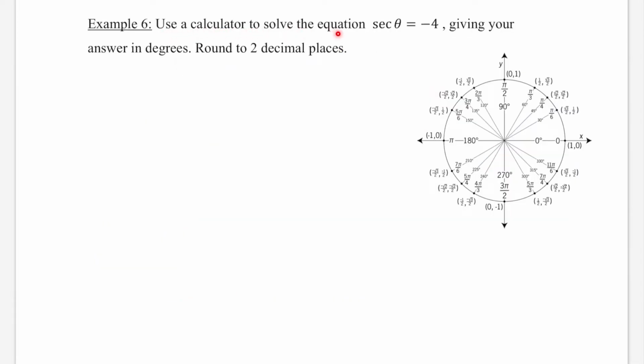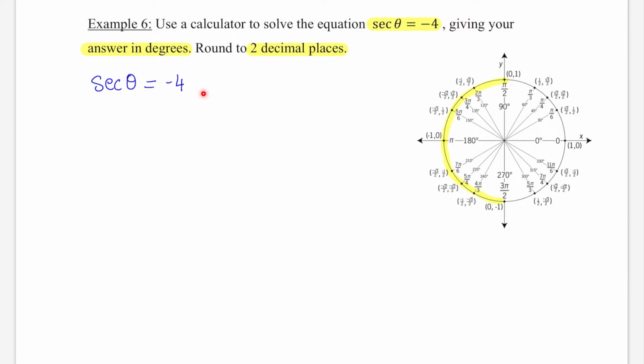Example 6. Use a calculator to solve the equation secant of theta equals -4. Give your answer in degrees and round to 2 decimal places. My equation is secant of theta equals -4. I want the answer in degrees and round to 2 decimal places. Secant of theta equals -4. Secant and cosine are negative on second and third quadrant.